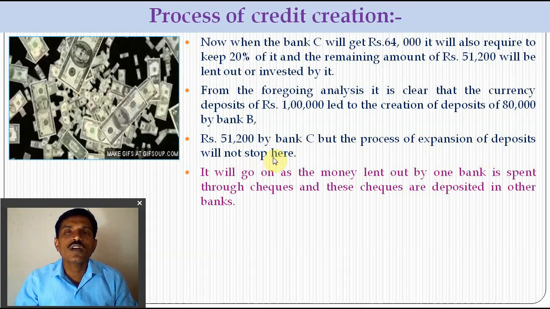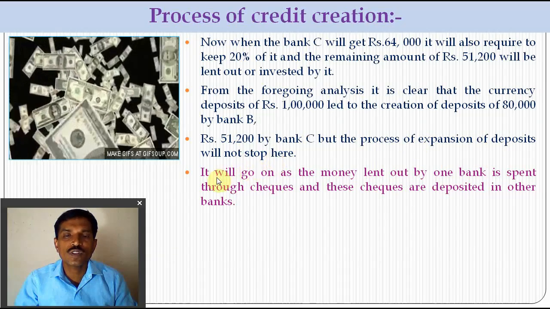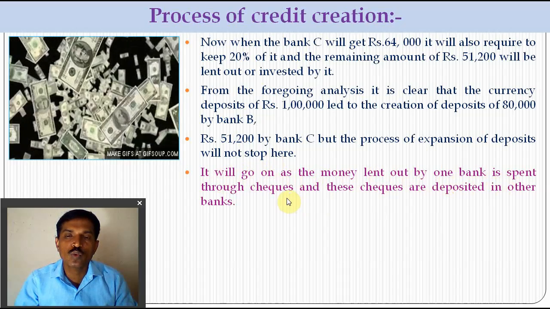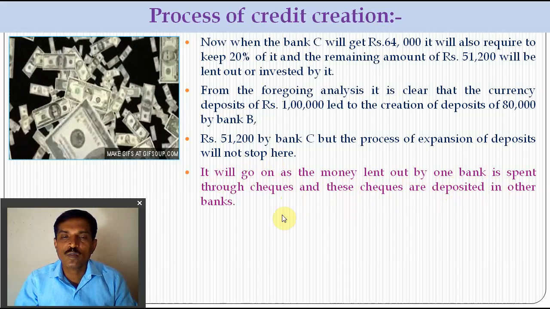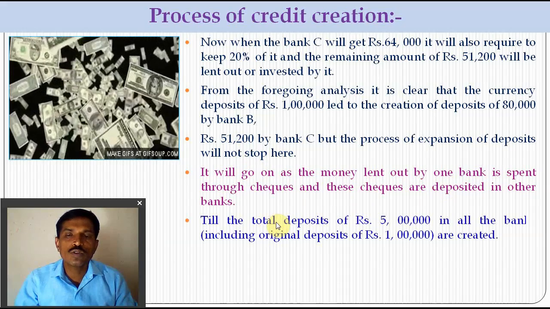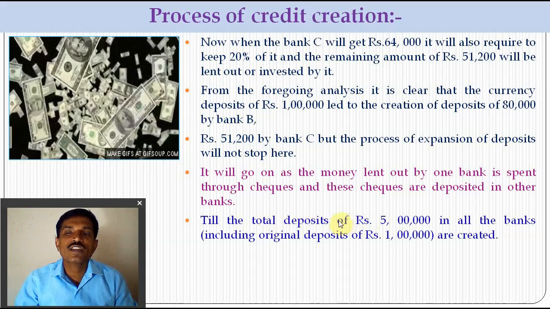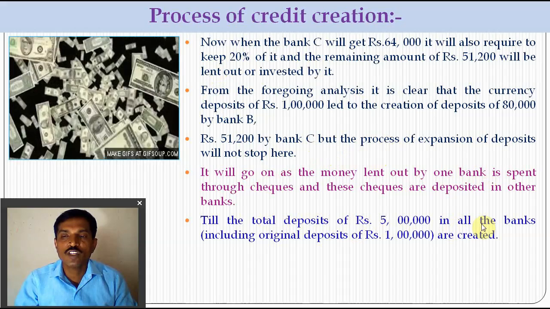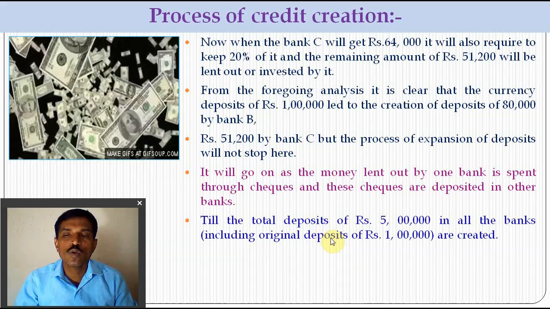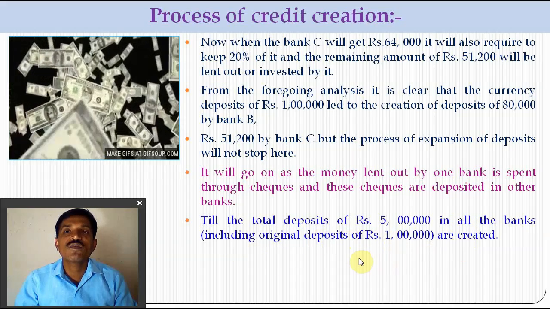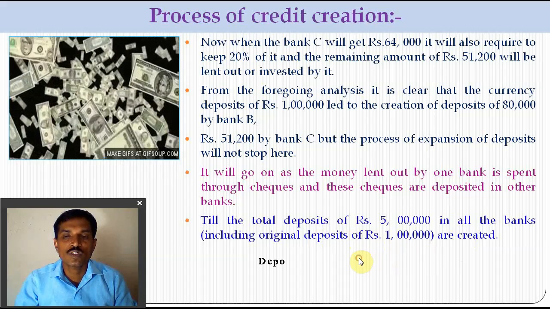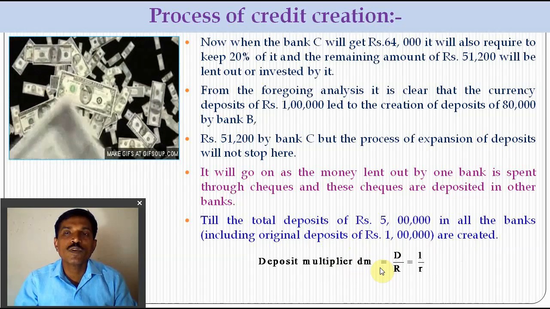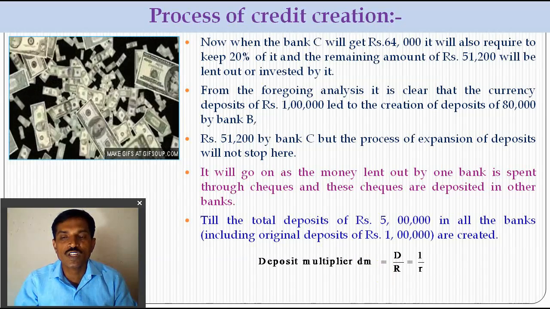It still continues until the remaining amount is 1 rupee. So it goes on, with the money being lent out. One bank spends through a cheque, and these cheques are deposited in other banks. So the total deposits of the banks create 5 lakhs from the 1 lakh rupees primary deposit. Including the original deposit of 1 lakh, all the banks create 5 lakh rupees from the 1 lakh rupees deposit. So the deposit multiplier can tell us how much money is created by this credit creation process.